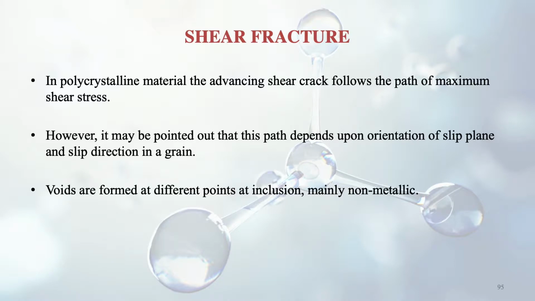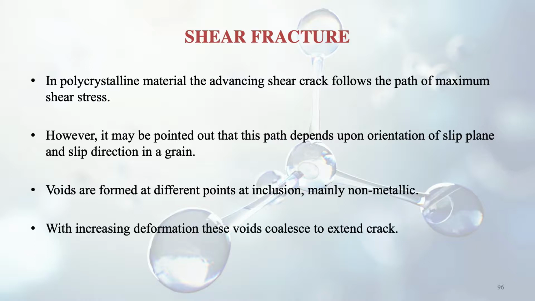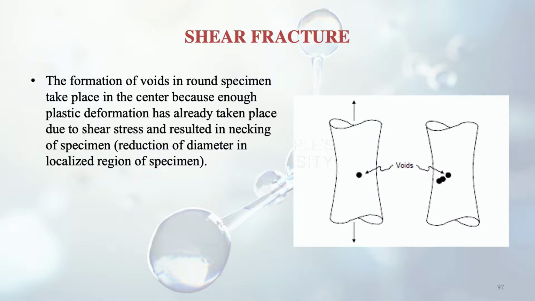Voids are formed at different points at inclusions, mainly of non-metallic type. And with increasing deformation, these voids coalesce, meaning they come together to extend the crack. Suppose in a round specimen, the formation of voids takes place in the center. Why? Because enough plastic deformation has already taken place due to shear stress and resulted in necking of the specimen. So plastic deformation has happened to quite a large extent. There is a necking tendency, and that's why the voids are there in the center.